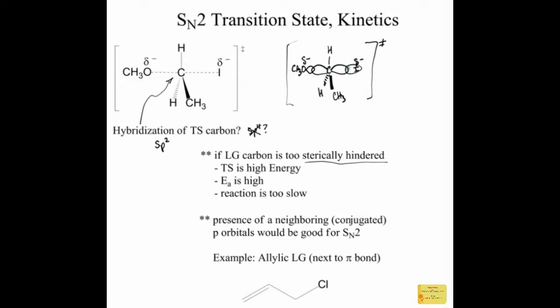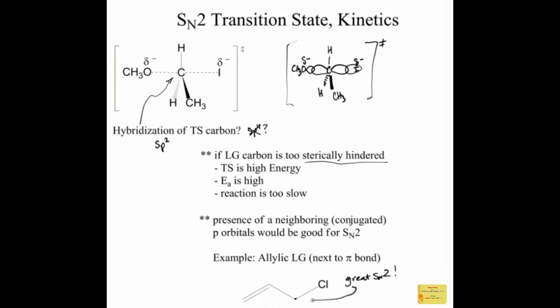Now, knowing that there is a p orbital that develops on the carbon that's undergoing the SN2 also explains another observation we see for the SN2 reaction. We find that the presence of a neighboring p orbital, conjugated p orbitals, would be good for the SN2. For example, if you had an allylic leaving group, the word allylic means that you're next to a pi bond. So here we have a carbon that's not on the double bond, it's next to the double bond. This allylic leaving group would be a great SN2.